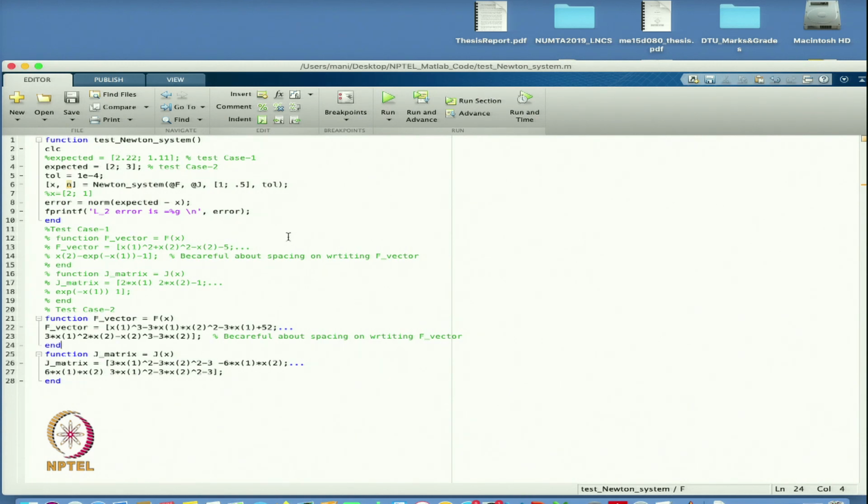So, we are able to find the root of the equation using the Newton-Raphson method for a system of equations. So, that is the end of this unit.